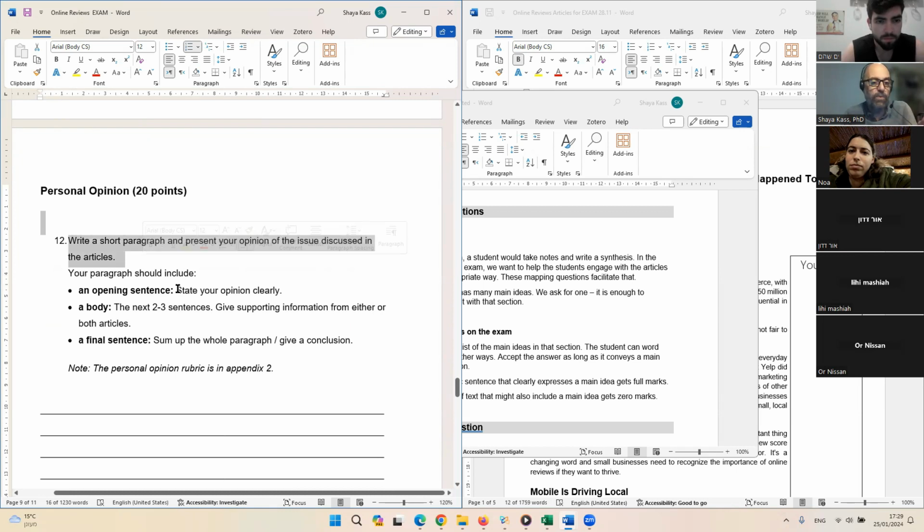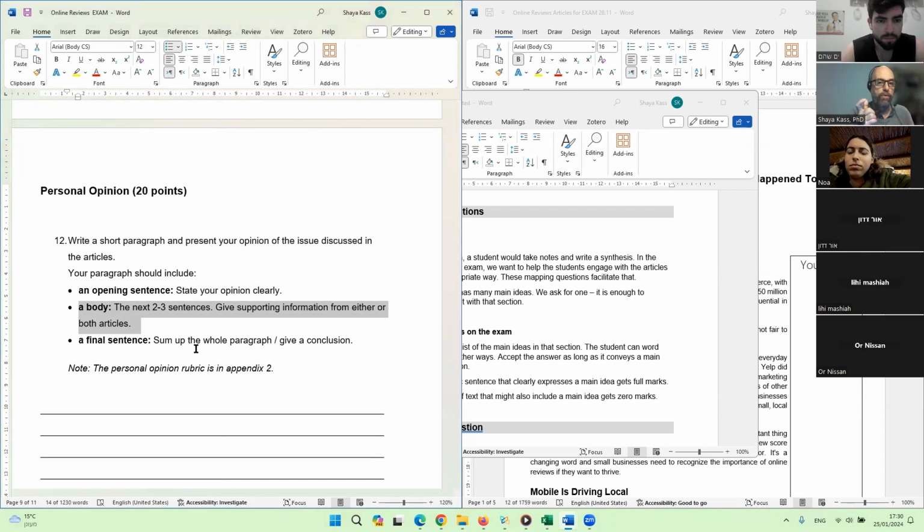And it's going to say the same exact words, I think. I think we even changed the words. The first sentence, state your opinion clearly. And the next sentence is give information to support your opinion. And here it says from either or both articles.